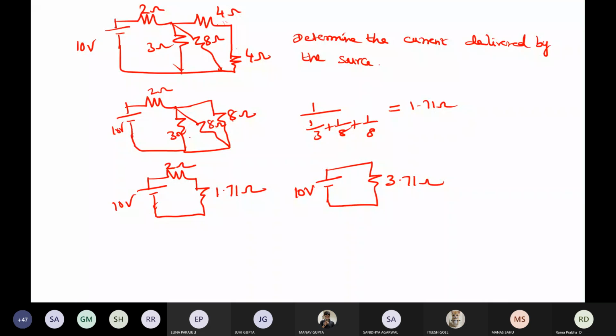So 10 divided by 3.71 is how much? 2.68. So the current delivered by the source, the current across this channel, is going to be 2.69. Sorry, amperes, not volt, amperes, because we're talking about current. This is the answer.